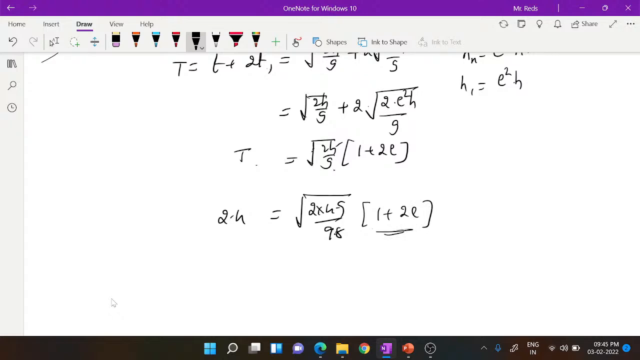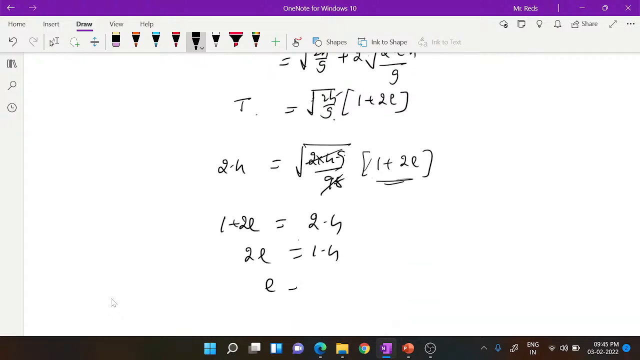What will you get? 2 into 4.9 is 9.8. This gets cancelled. Got it? So you get just 1. So simply you can say 1 plus 2e is equal to 2.4, or 2e is equal to 2.4 minus 1, which is 1.4, and hence e will be 0.7. That's it. Therefore e is equal to 0.7.